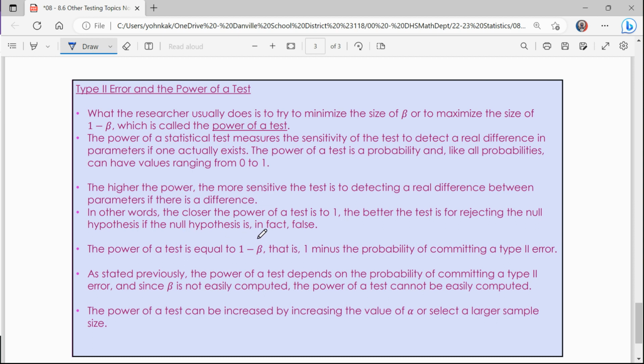And so the power of a test is equal to 1 minus beta. That is 1 minus the probability of a type 2 error. Now, as stated previously, the power of a test depends on the probability of committing a type 2 error. And since beta is not easily computed, the power of a test can't be easily computed. You can increase the power of a test by increasing the value of alpha or increasing the sample size. But basically, what you need to know is that it's really hard to calculate beta because it's challenging when the null is false and we do not reject the null.